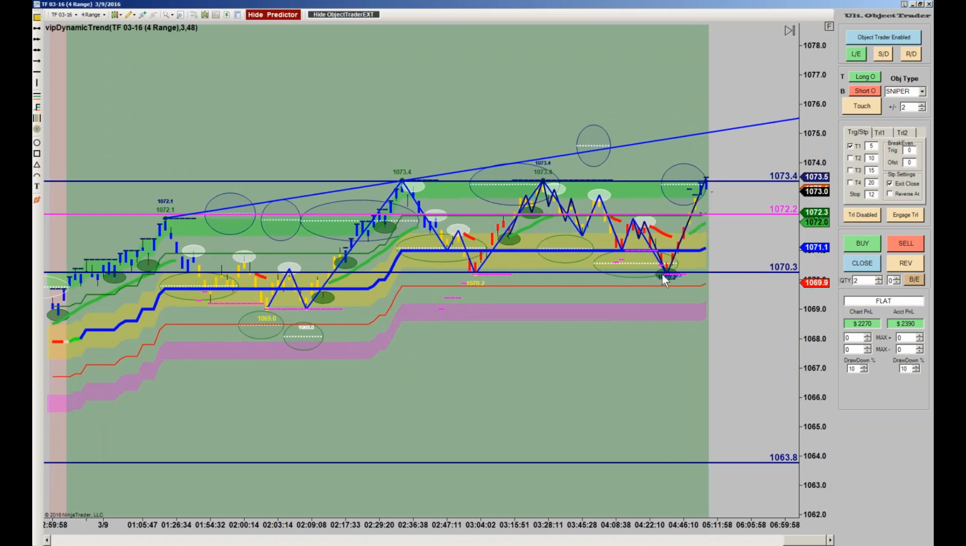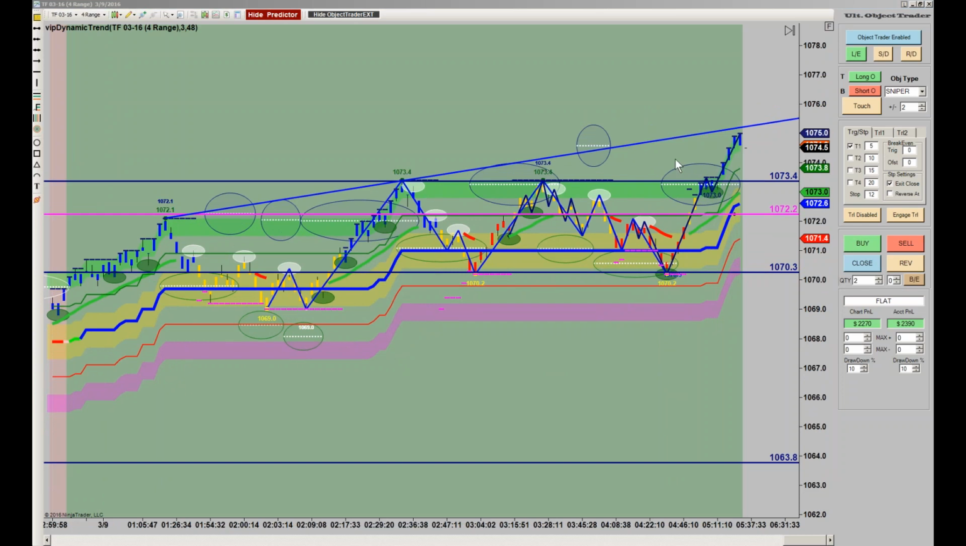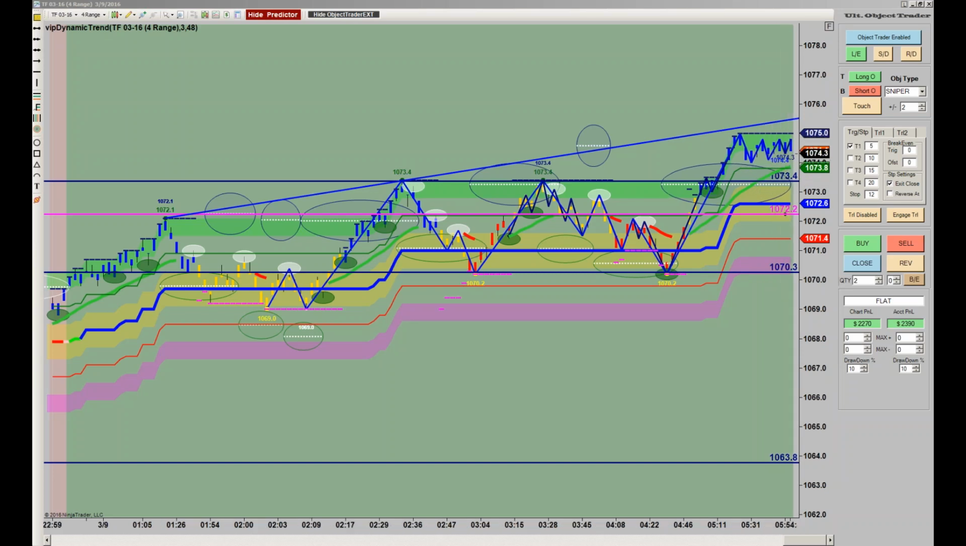But see where that bounced? Right where we drew our line. Now that's probably going to go ahead and head up, and that's okay. We just missed out, unfortunately. But it's because the thing's going too fast. Look at that trend line I drew. You can always draw a good trend line, and you can definitely get in some good trades.